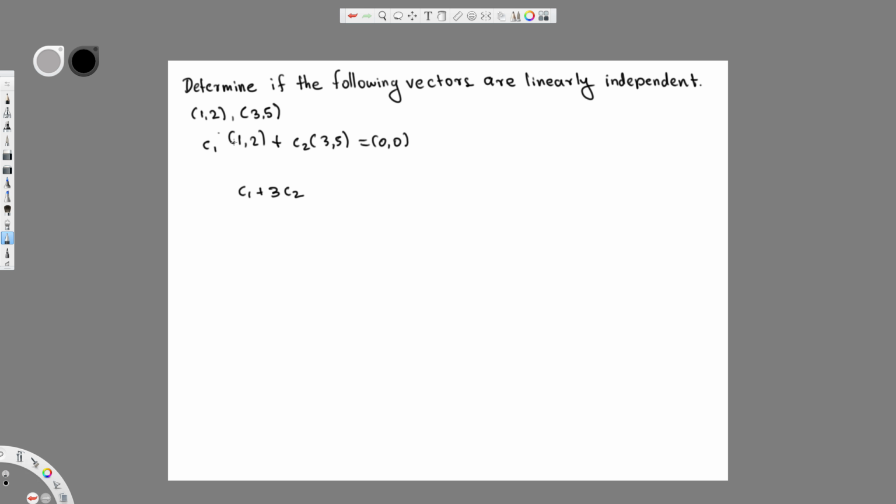How did I do that? I just multiply the first one here and the first one here and equalize to 0. The second one is going to be the same thing. It's going to be 2c1 plus 5c2 equal to 0. So this is my system of two equations.